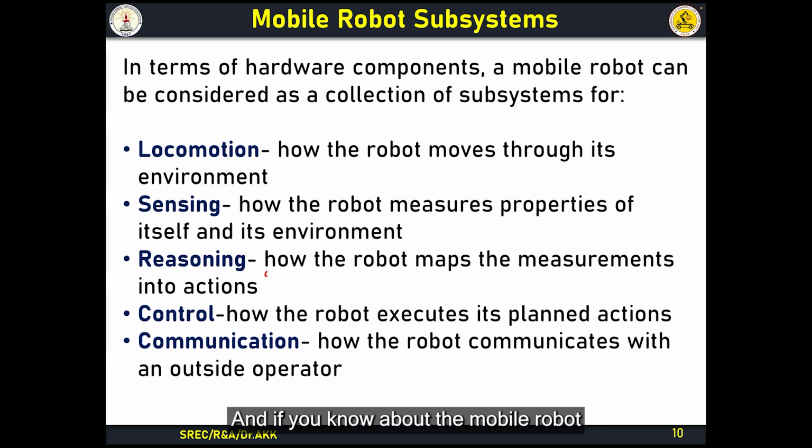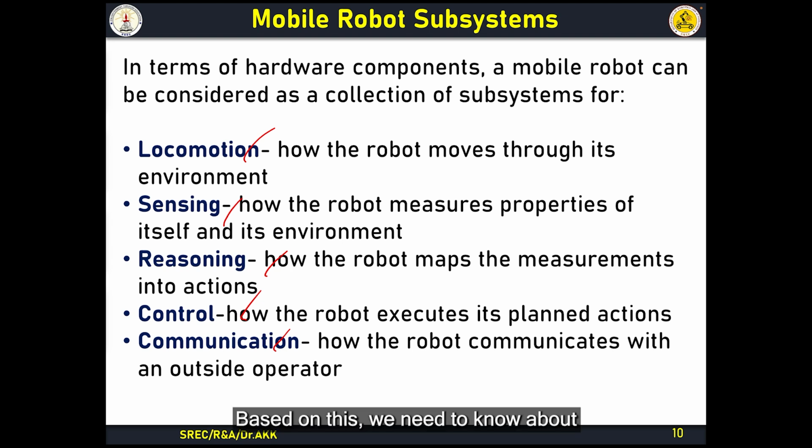And if we know about the mobile robot subsystems in terms of hardware components, a particular mobile robot can be considered as a collection of subsystems in terms of locomotion, sensing, and reasoning and control, communication. So if you see about the locomotion, how the robot moves through its environment, because depending on the type of the deployment, we need to know about the locomotion aspect.